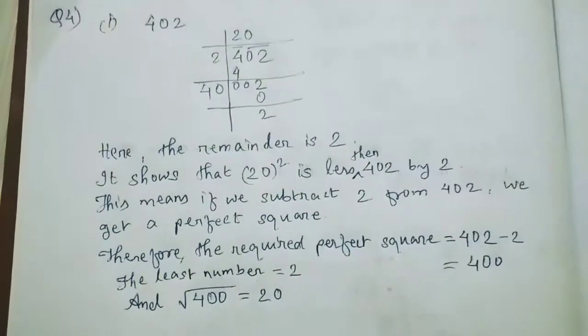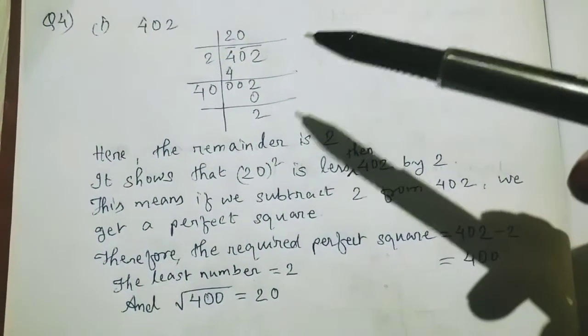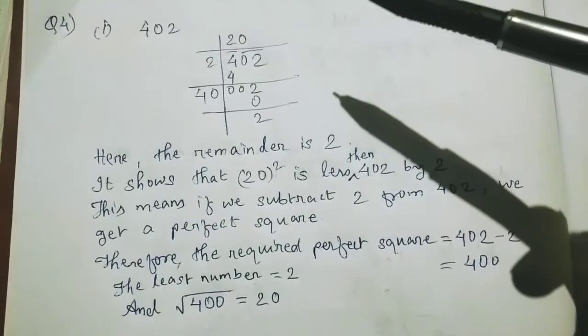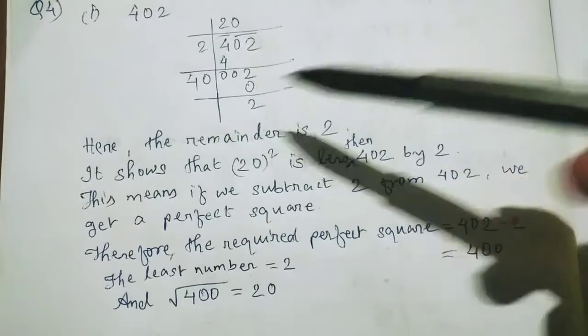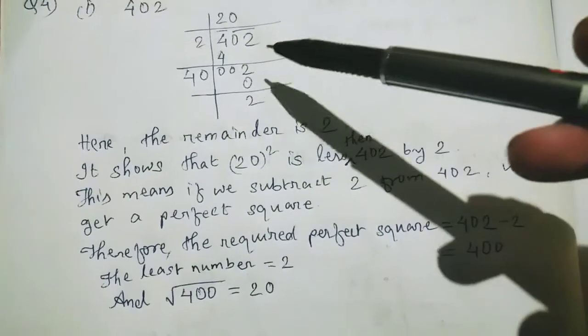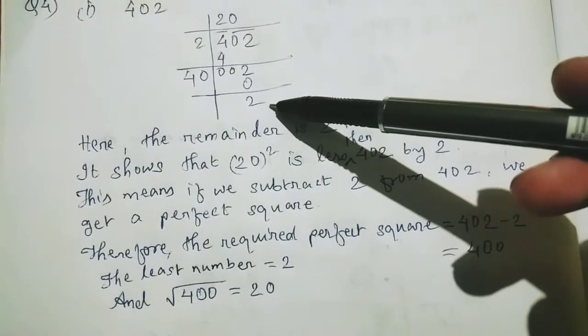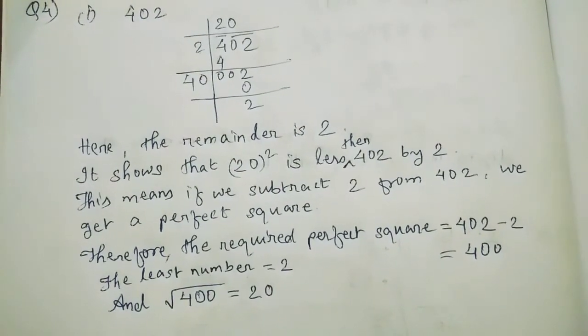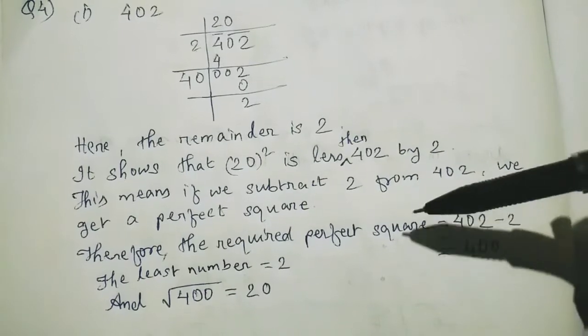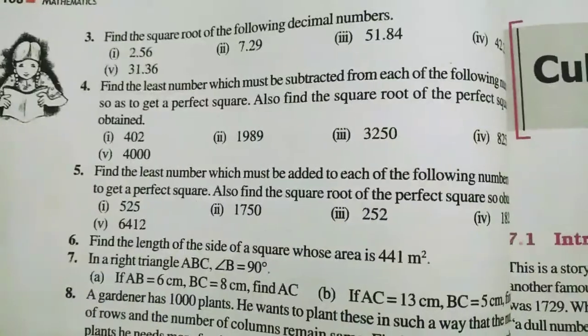Okay, fine. So whenever you get a question of subtraction, asking what number should be subtracted, you first of all have to find the square root, then you subtract the remainder from the main number. Then we will get the least number that must be subtracted. Understood? Then we will get the perfect square when you subtract it.